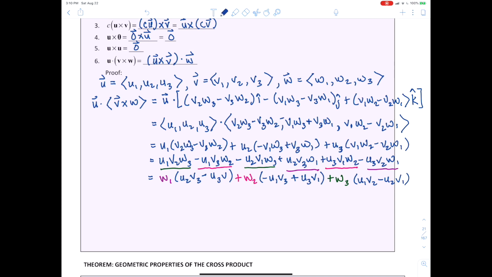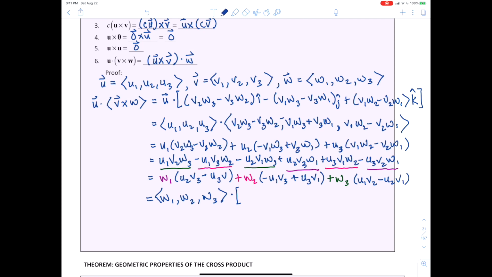Almost. W dot U cross V, right? So here let's change this over into the format. Here we can say that this is W1, W2, W3 dot, and I'm going to, at the very end, use the fact that the dot product is commutative, because I put the W's on the left instead of the right side. So, and that'll be dot.